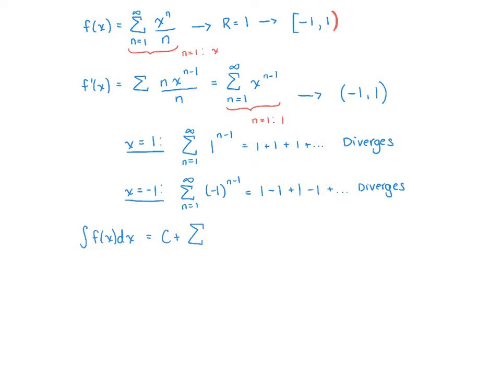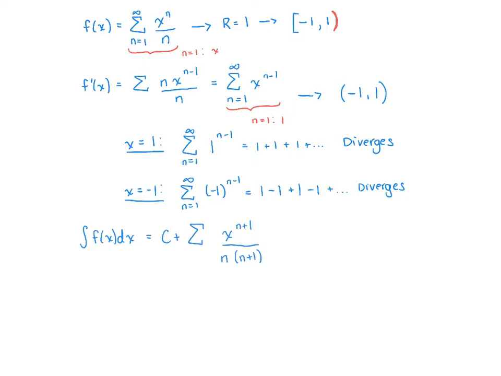So we're going to have x to the n plus 1, right? It's already over n, but then we also have to put it over n plus 1. All right, so now let's think about our index.